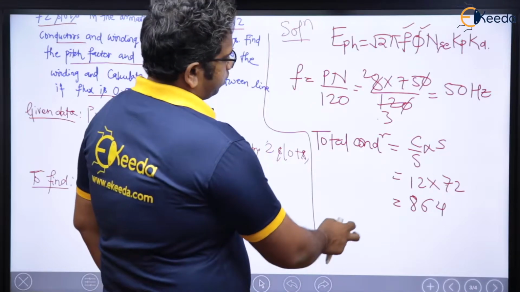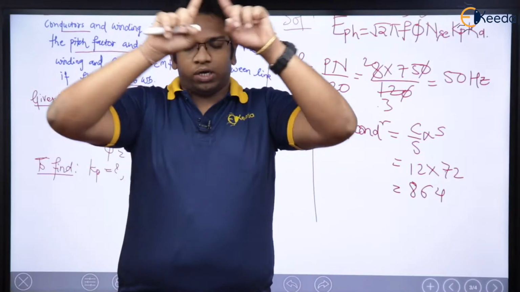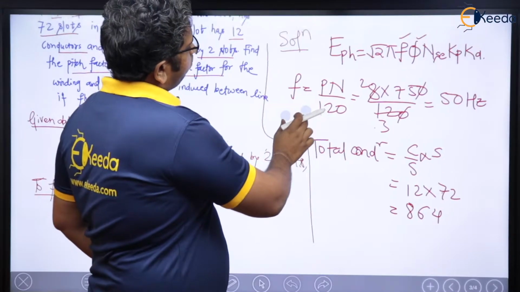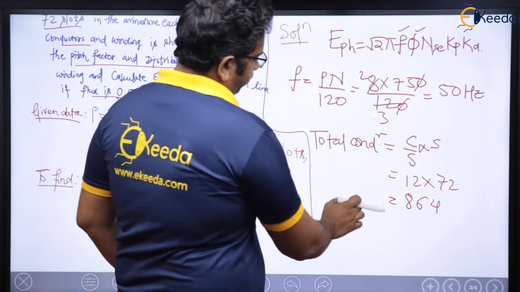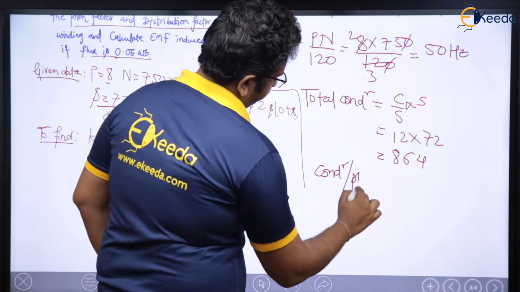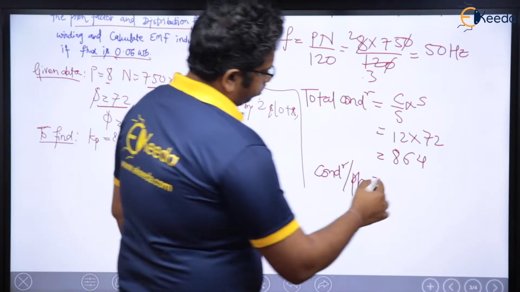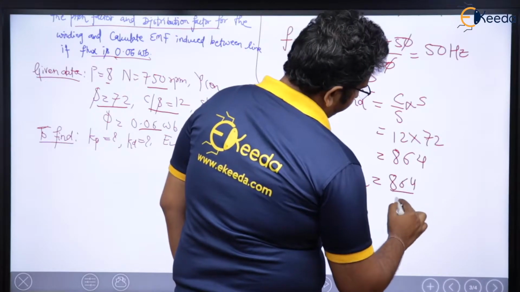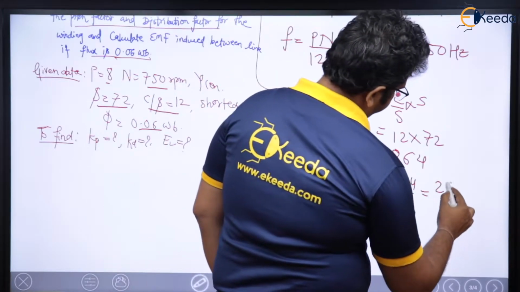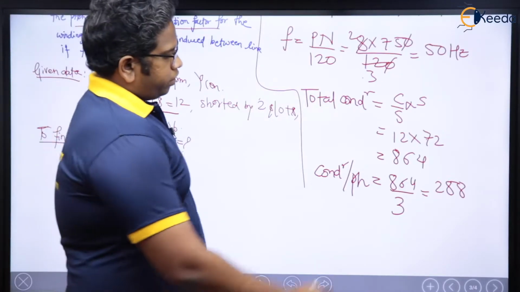But see here, these are the total conductors. You want conductors per phase. Why? Because the EMF equation is for per phase only. So let me find conductors per phase. 864 is the total conductors, so 864 divided by 3, how much do you get here? 288 conductors. This is going to be 288 conductors per phase.